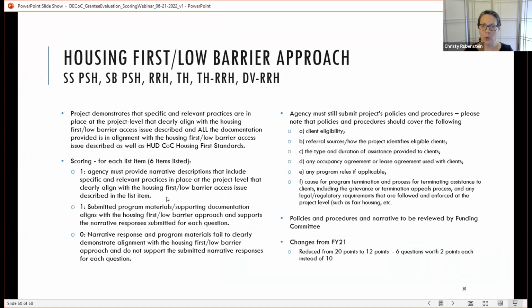1 point is for you providing a narrative description that includes specific and relevant practices related to the question that was asked, the issue raised and sort of the question, right? You also get a point if your supporting materials and documentation actually are in alignment with what your narrative says, right? So the funding committees are going to be looking at both your narrative and then they're going to be looking at your materials. So keep that in mind when you submit stuff.